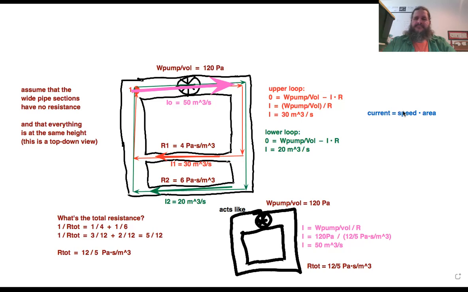Isn't the current, you'd have to use a specific current for that section, right? Right. Okay. Because speed is really unique to that location in the pipe. So for instance, if we know that the current in this section of pipe is 30 cubic meters per second, if we also knew the cross-sectional area of that region of the pipe, we could solve for the speed in that section of the pipe.